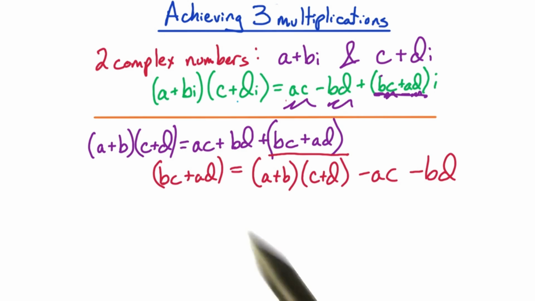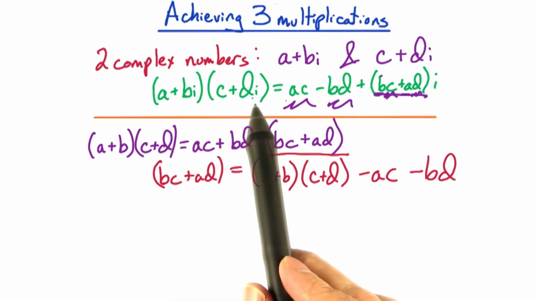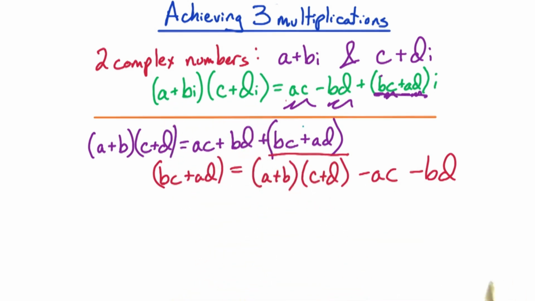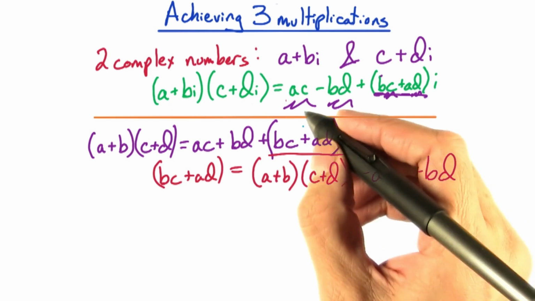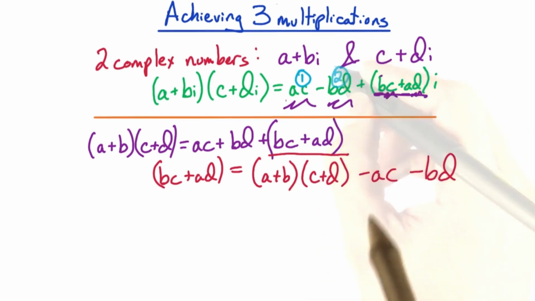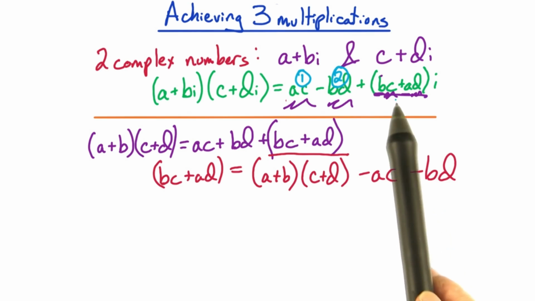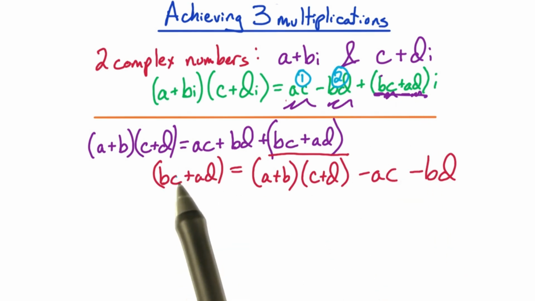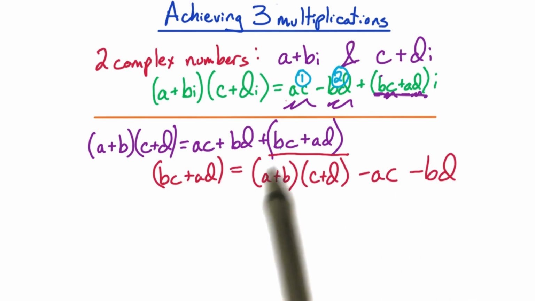Here's the key now. In order to compute this product of these two complex numbers, what are the 3 now real number multiplications that we need? Well, one of them is a times c, just like before. The second one that we need, just like before, is b times d. The third term that we want to obtain is bc plus ad. That's right here. How can we obtain it? Well, let's use this expression.